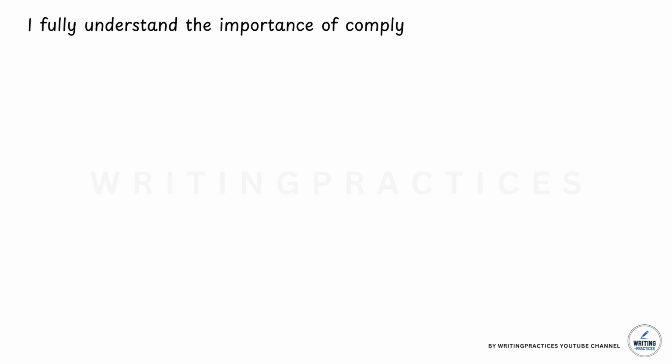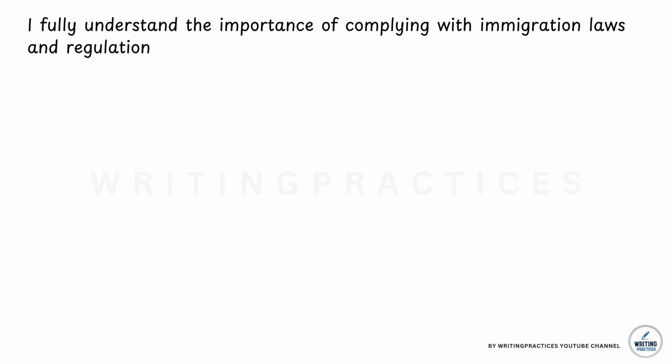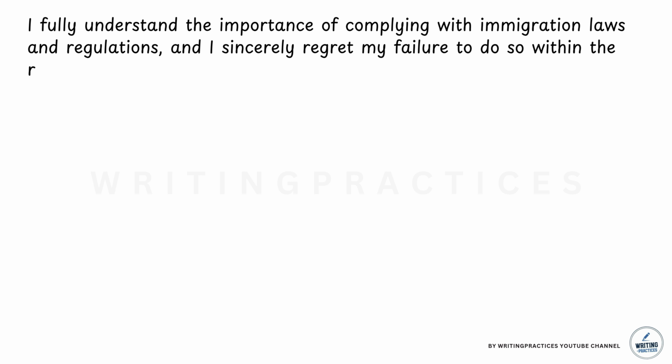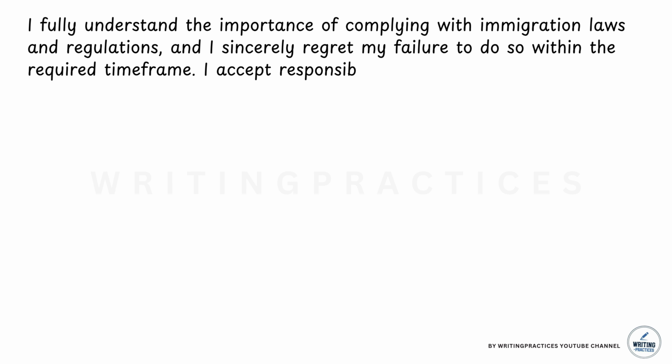Responsibility paragraph. Next, acknowledge the seriousness of the violation. For example, I fully understand the importance of complying with immigration laws and regulations, and I sincerely regret my failure to do so within the required timeframe. I accept responsibility for my actions and respectfully request that the circumstances surrounding my overstay be taken into consideration.